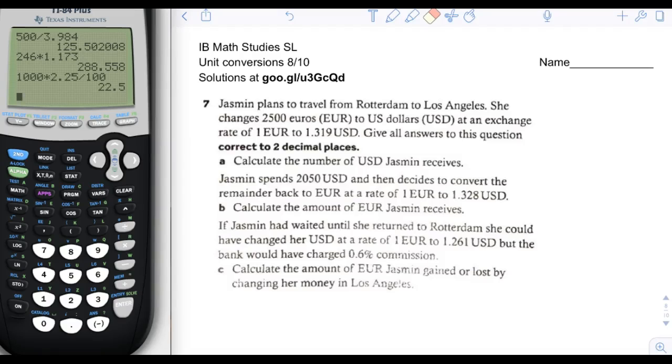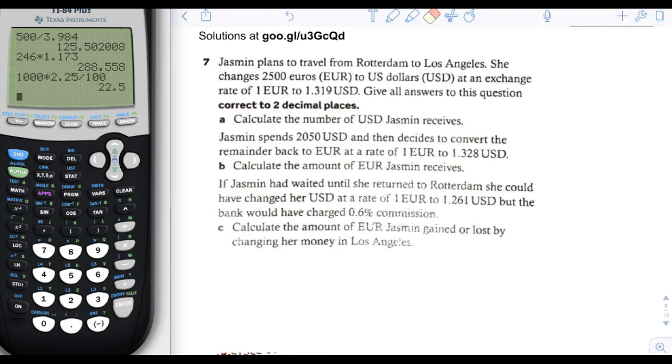Okay, page 8 of unit conversions. Number 7, Jasmine plans to travel from Rotterdam to Los Angeles. She changes 2,500 euros to US dollars at an exchange rate of 1 euro to 1.319 US dollars. Give all the answers to this question correct to 2 decimal places. Calculate the number of US dollars that Jasmine receives.